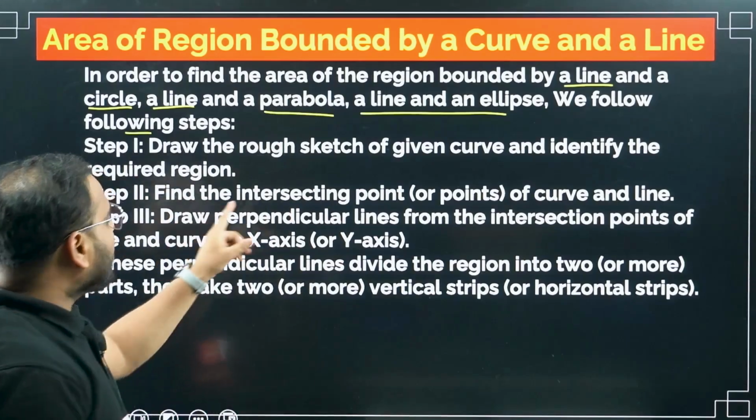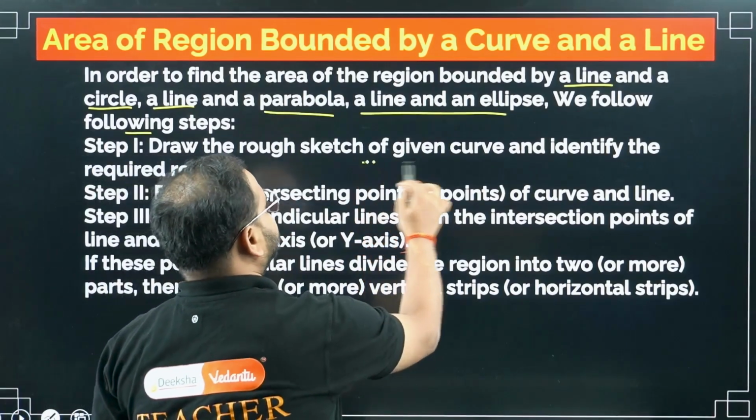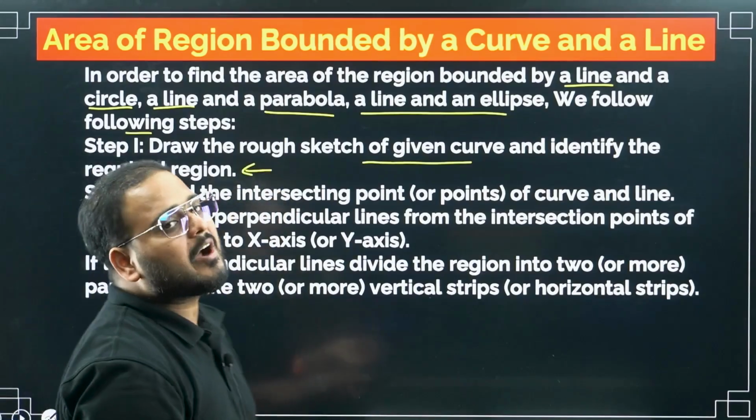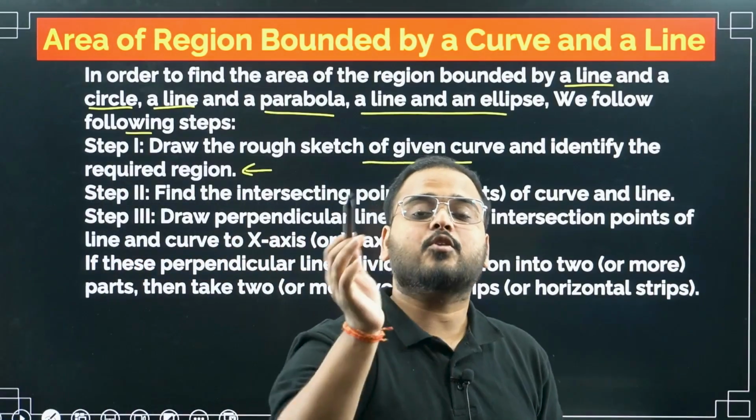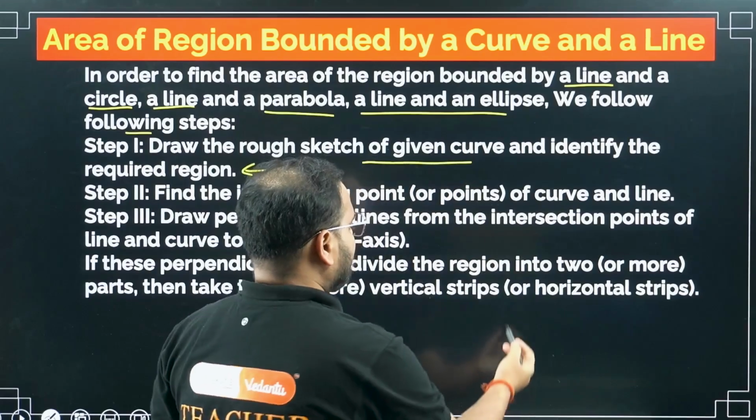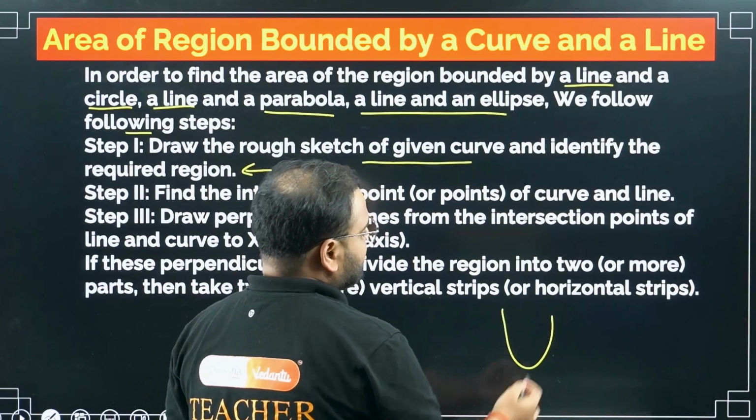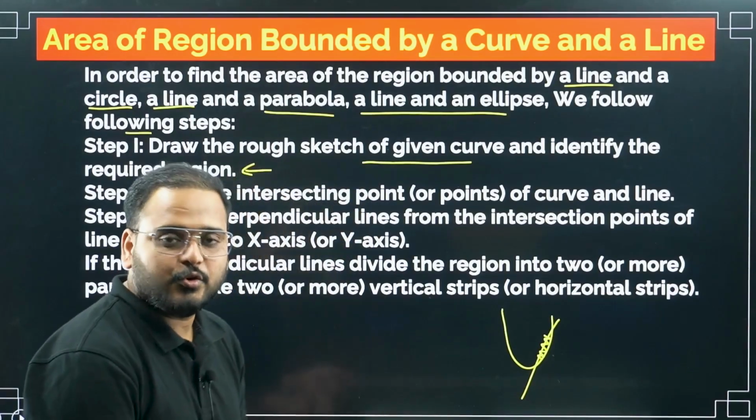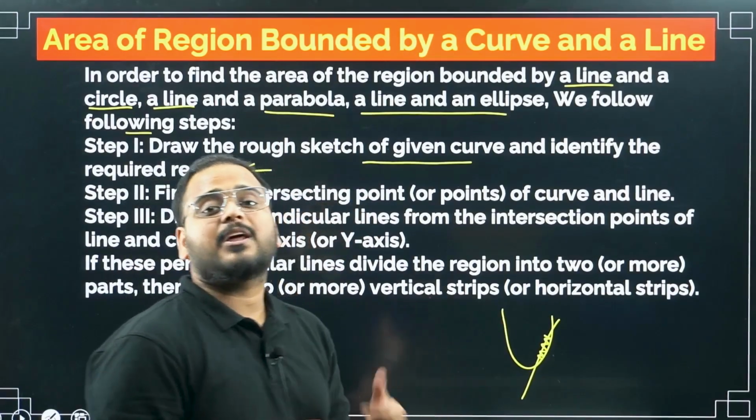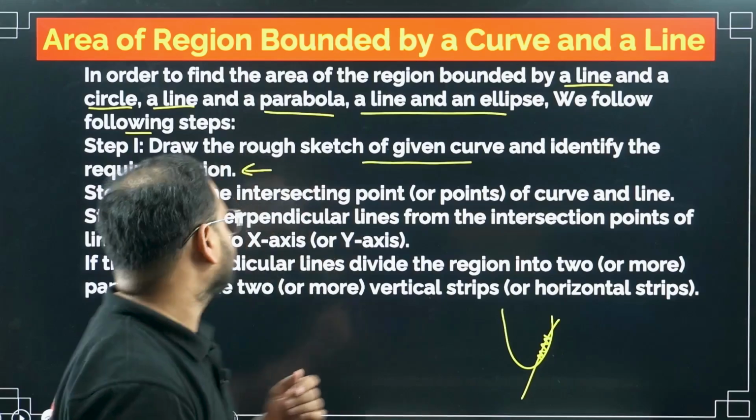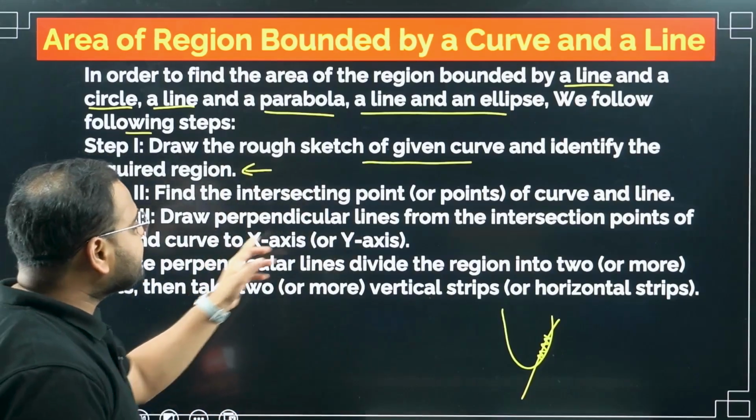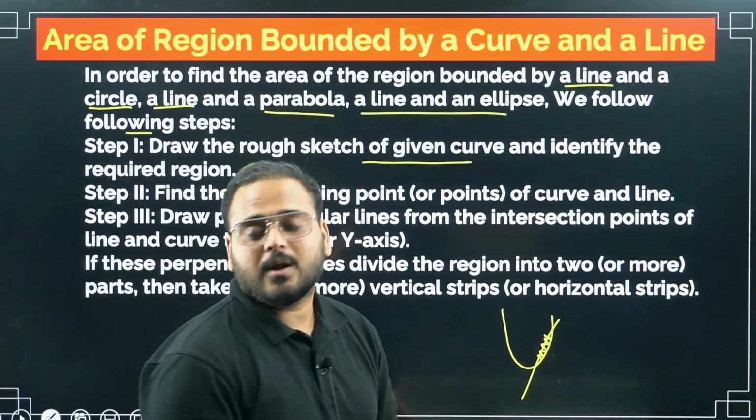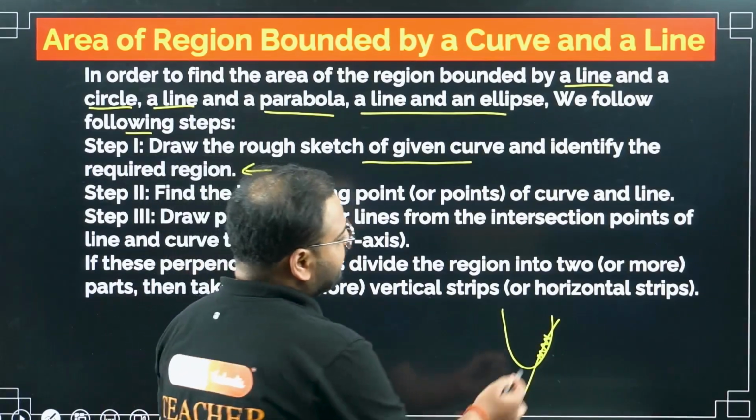So draw a rough sketch of the given curve and identify the required region. What is the meaning of required region? It means what they are talking about. Let's say I am looking to find this area. Where, sir? Only this much part is my required region. Once you draw the curve, you'll get to know the required region to find the area for. Step 2, find the intersecting points. Why do we find that, sir? To find the upper and lower limits. So how many points of intersection are there?